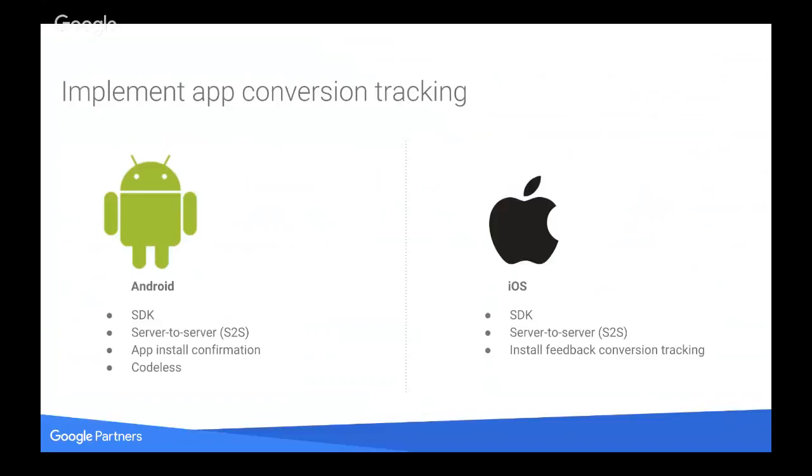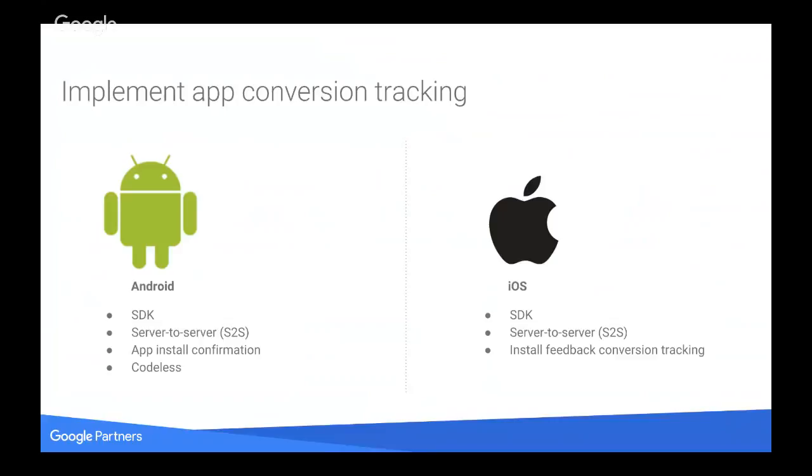Another alternative here would be server-to-server conversion tracking, which lets customers send the required details for the AdWords app conversion tracking from their server to Google server at the time of the conversion event actually occurring, while an app install confirmation provides the option to use Google's SDK or server-to-server solutions to track Android conversions at the time that you open a particular app.